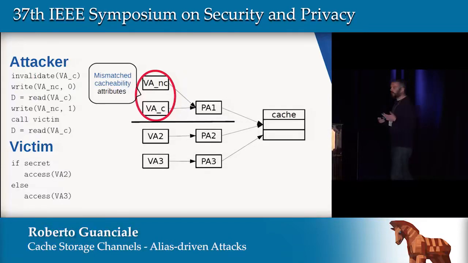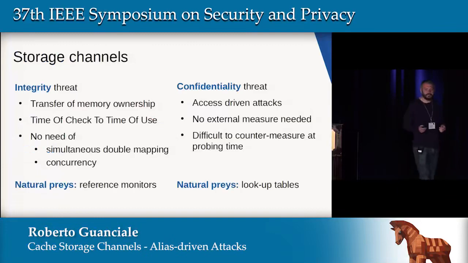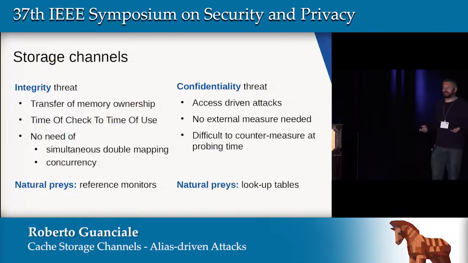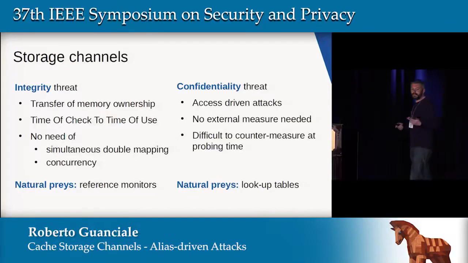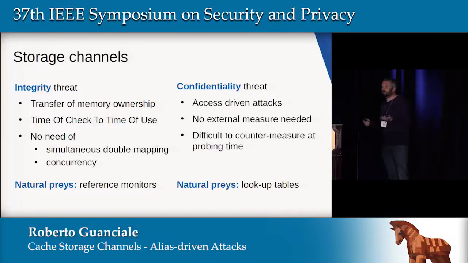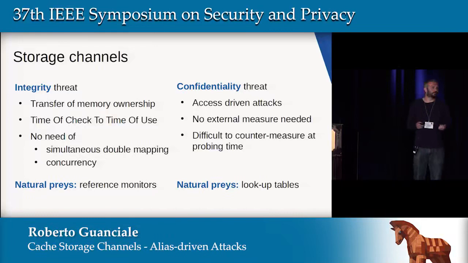So in this case, the attacker can probe which cache line has been evicted by the victim and discover if the secret variable was 0 or 1. This clearly opens to a confidentiality threat and can be used to build access-driven attacks, where the attacker measures the eviction over the cache performed by a victim. So these are not new attacks.